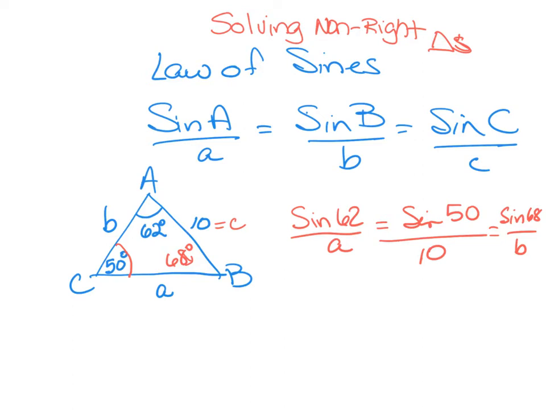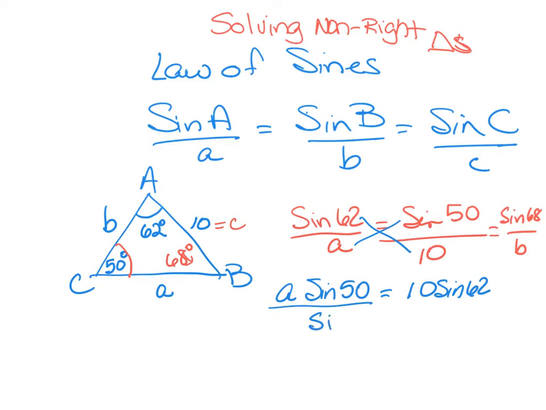I'm going to write it out first. People always grab their calculators and then they get in trouble. So when you multiply that, you always put the a in front so it doesn't get confused with 50a: a sine of 50 equals 10 sine of 62. Got it? And then we're going to divide by sine of 50 to leave the a alone. You should be able to find little a pretty easily using your calculator. Go ahead and do it.